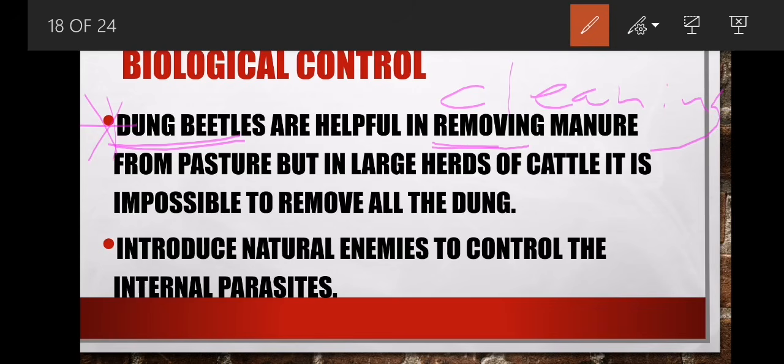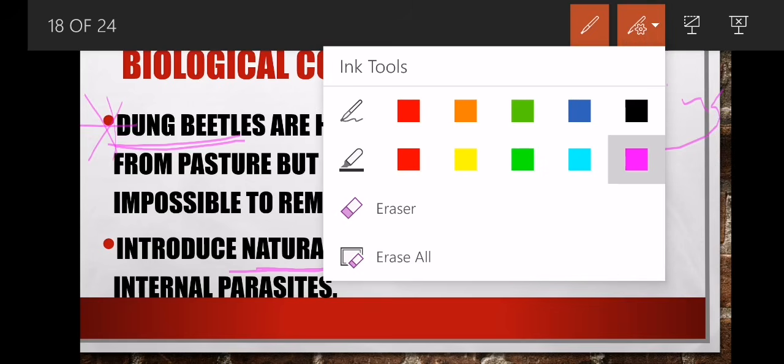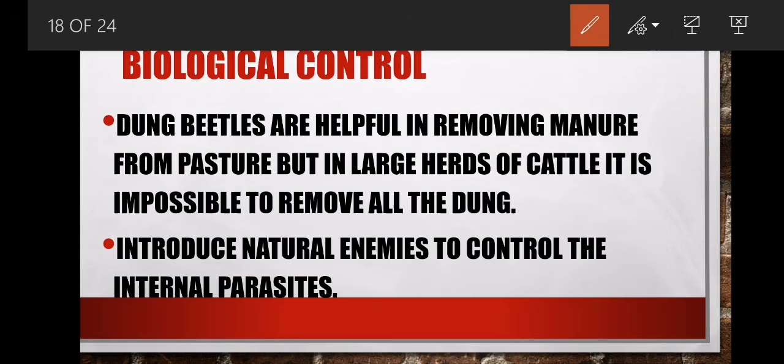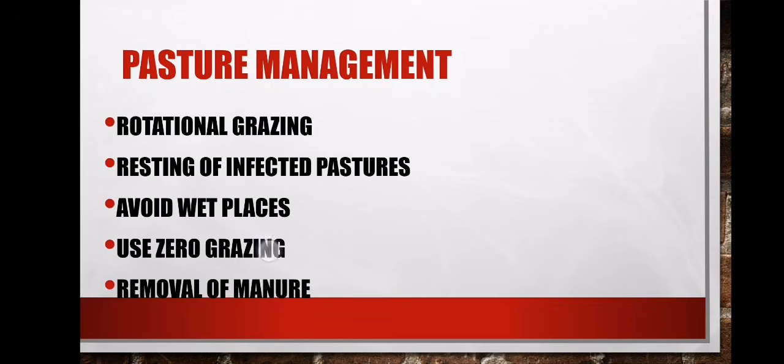Two, you also introduce natural enemies to control the internal parasite. You introduce those enemies that will feed on what? On the internal parasites. So this one is very simple. You use dung beetles to remove the manure. You introduce natural enemies that will eat what? The internal parasites. The last one, pasture management.